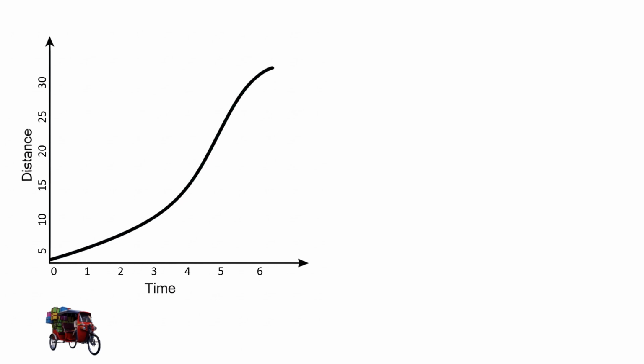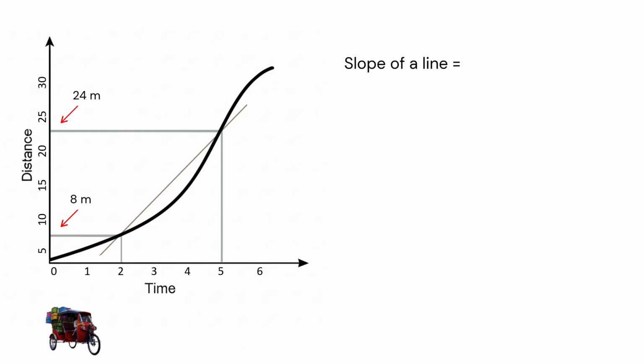Before we discuss instantaneous speed, let's calculate the average speed of the rickshaw between the 2nd second and the 5th second. From the graph, we can see that the distance covered at 2 seconds is 8 meters, while at 5 seconds it is 24 meters. If we connect these 2 points on the graph, we will form a line. From high school geometry, we know that the slope of a line is defined as the ratio of the vertical change to the horizontal change between 2 points on the line.